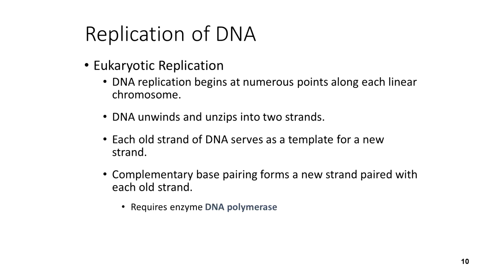In eukaryotic replication, it's a little more tricky. DNA replication begins at numerous points along each linear chromosome. The DNA unwinds and unzips into two strands, as we said. Each old strand of DNA is serving as a template for that new strand. And then through complementary base pairing, we see a new strand being paired with the old strand.